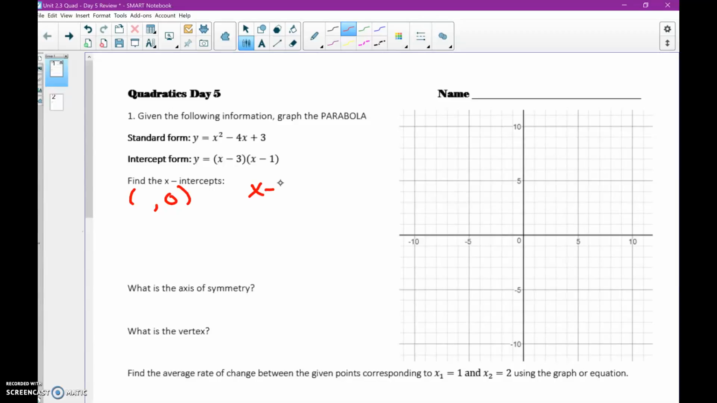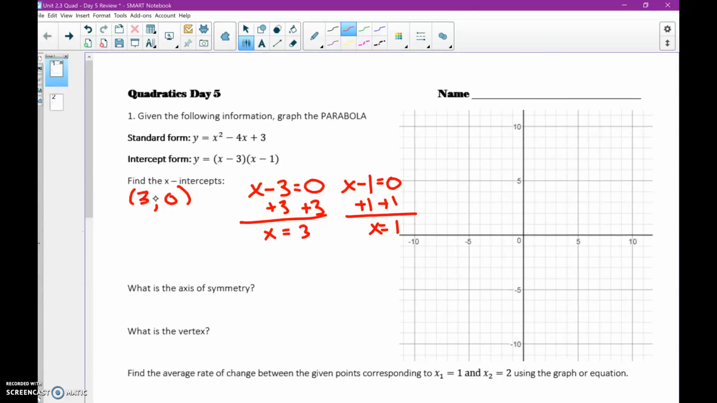So I can actually write it out as 2 separate equations. It's really like x minus 3 equals 0 and x minus 1 equals 0. Again, x-intercepts have a y value of 0. That's why I'm putting the 0 in there. If I add my numbers to the other side, then it looks something like that. So those are my 2 x-intercepts.